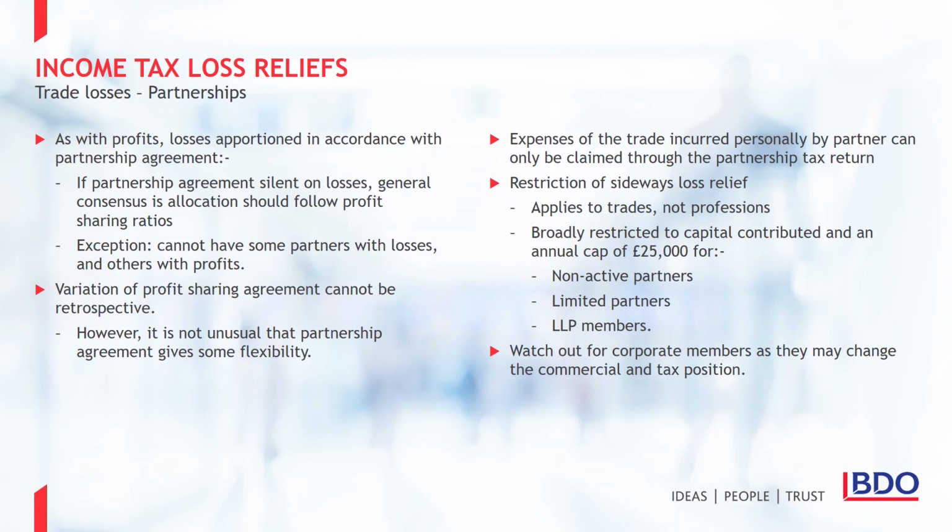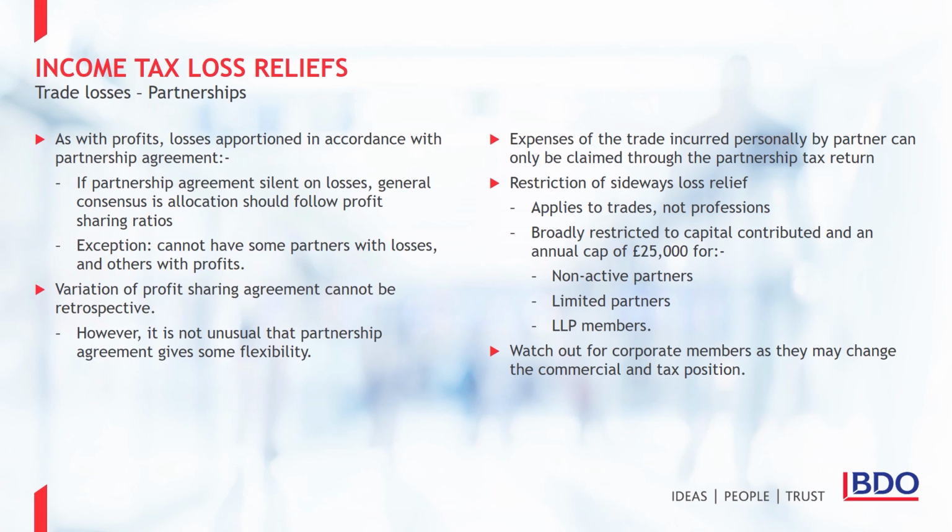Limited partners. Relief is also restricted where a partner has only limited exposure to the debts of the partnership. The annual sideways loss claim is restricted to the lower of £25,000 or the capital contribution, minus any sideways loss claims. This is a permanent restriction, so the total sideways loss claims can never exceed the capital contribution.